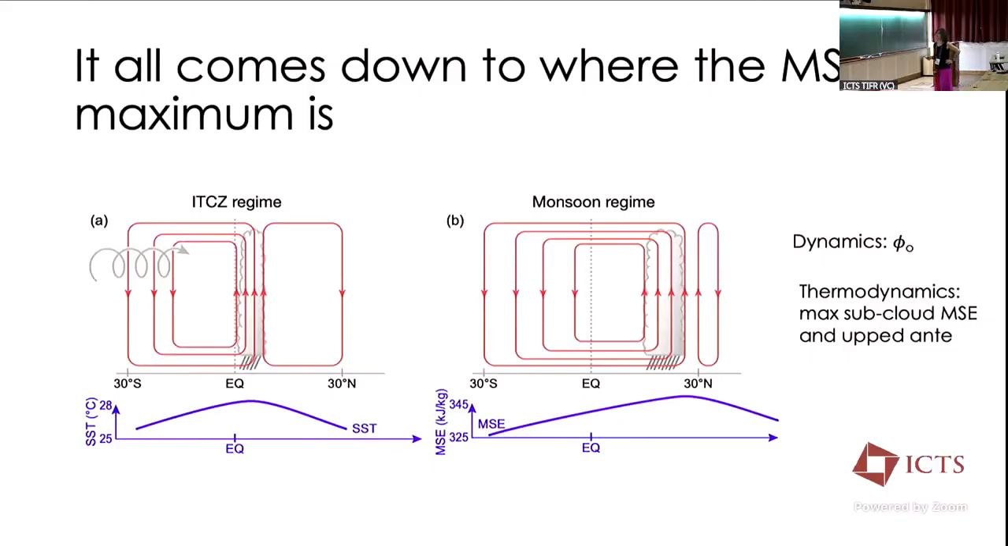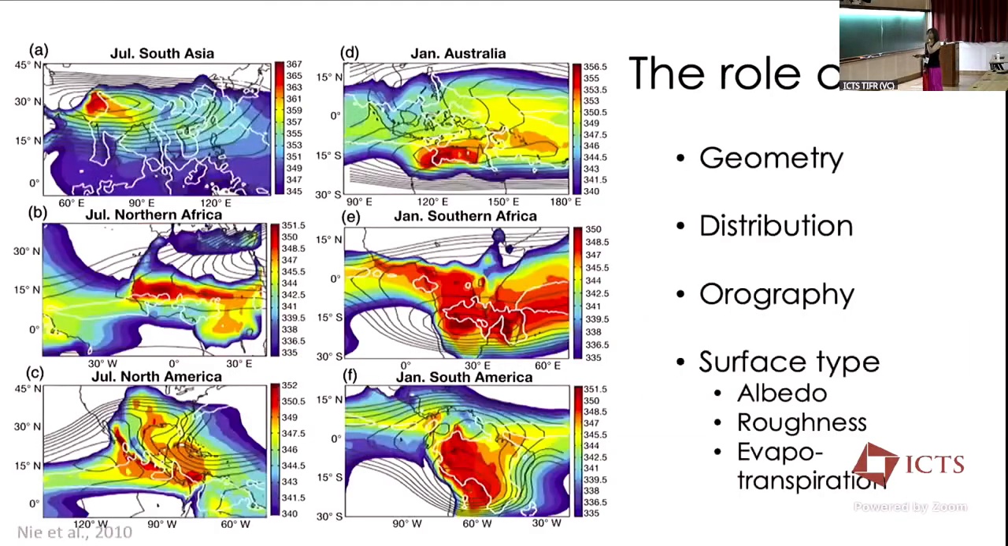And we've said that it all comes down to where the maximum MSE is, right? We're gonna have rain where we have the MSE maximum, and then we're gonna kick the ball down the road and ask, so where does the MSE maximum show up? And so we can think of it either in terms of the dynamics and what sets these, or in terms of thermodynamics, but at the end of the day, we still want to know where that MSE maximum is. So the role of land.